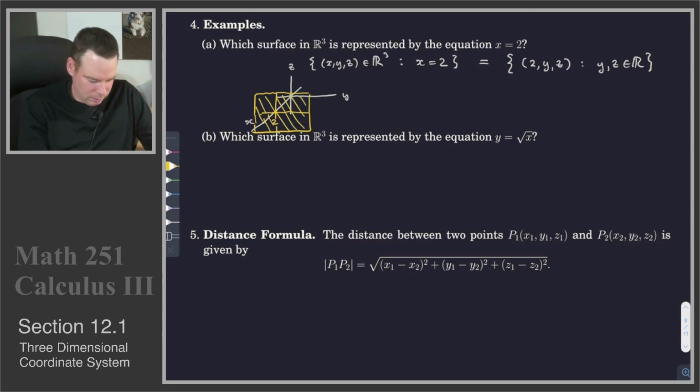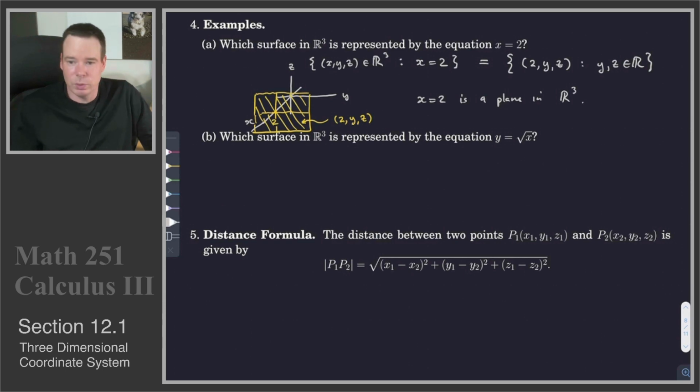And what is this plane? This plane is just consisting of all points where the x component is 2, y can be anything, and z can be anything. So this equation, x equals 2, describes a plane. So x equals 2 is a plane in R3. It was a line in R2, but now if we're thinking about it as an equation that's trying to describe the set of all points in space such that x is equal to 2, now that's a plane.